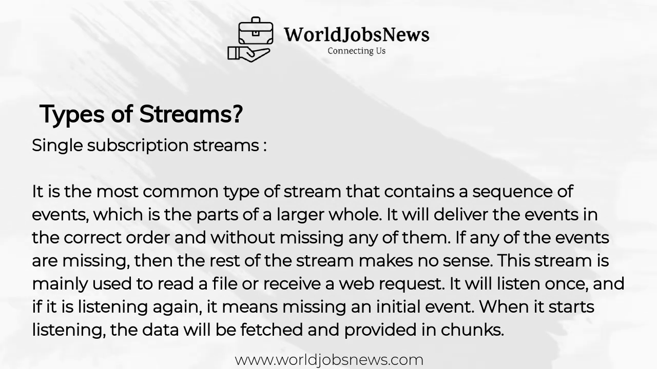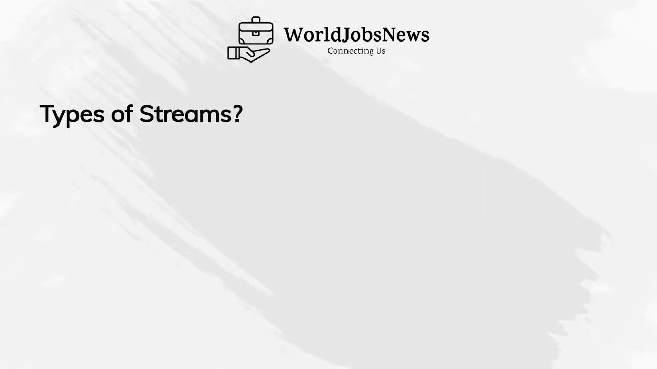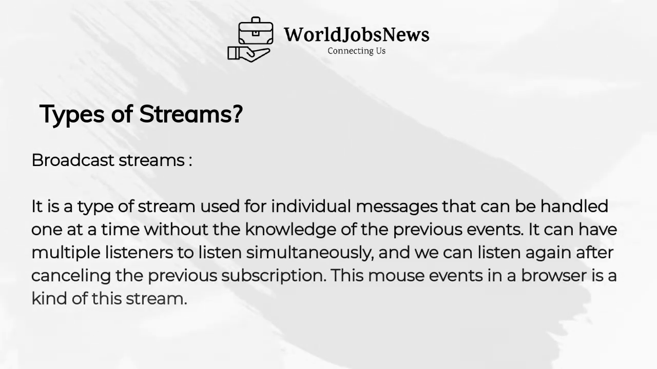When it starts listening, the data will be fetched and provided in chunks. Broadcast streams are a type of stream used for individual messages that can be handled one at a time without the knowledge of the previous events. It can have multiple listeners to listen simultaneously, and we can listen again after cancelling the previous subscription. Mouse events in a browser are a kind of this stream.